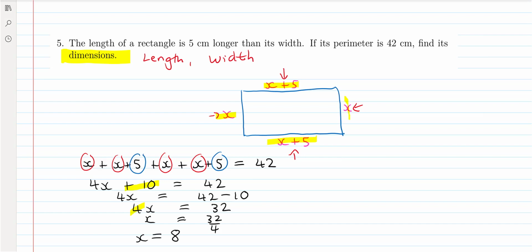So we know then that the width is going to be 8 centimeters, and we know the length, that was this part here, x plus 5, so 8 plus 5 is 13. So the length is 8 plus 5, which equals 13 centimeters. So now we've got our dimensions: our width is 8 centimeters, and the length is 13 centimeters.